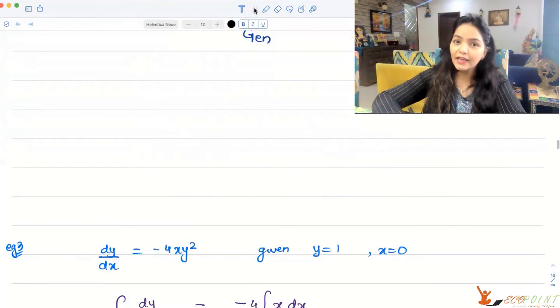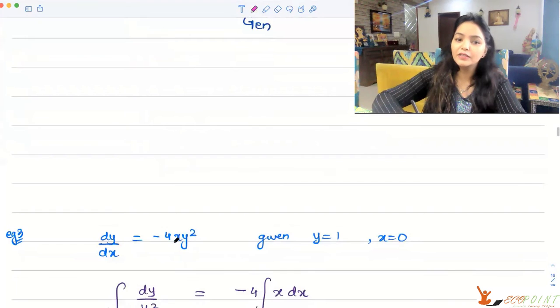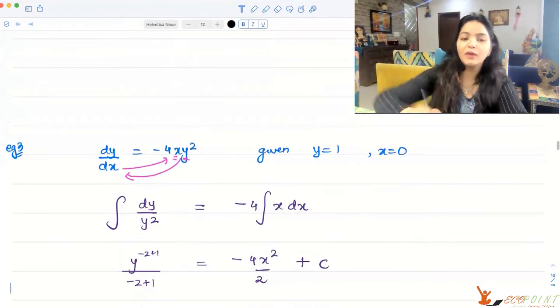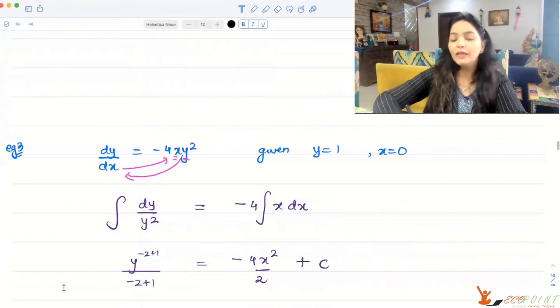Again, what you can see here is that you have the x term and the y term in product, so I can actually separate them. I can get this here and this here, so the y terms are separated from the x terms. It's going to be the integral of dy upon y square equals minus 4 times the integral of x dx. So we integrate on both sides with respect to the respective variables.